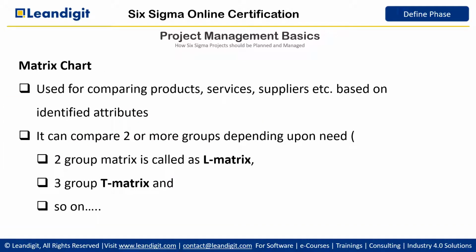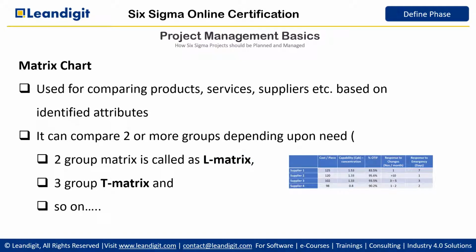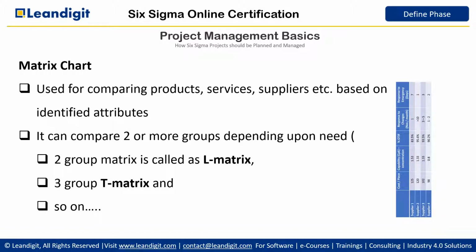The matrix chart is used for comparing products, services, suppliers, etc. based on identified attributes, very often used. If we are using one set of attributes, that is one group of attributes, against one group of suppliers, then we have two groups. In that case, we call it an L matrix. It looks like this. It is called L because if you rotate it by 90 degrees, you will see it looks like an L.